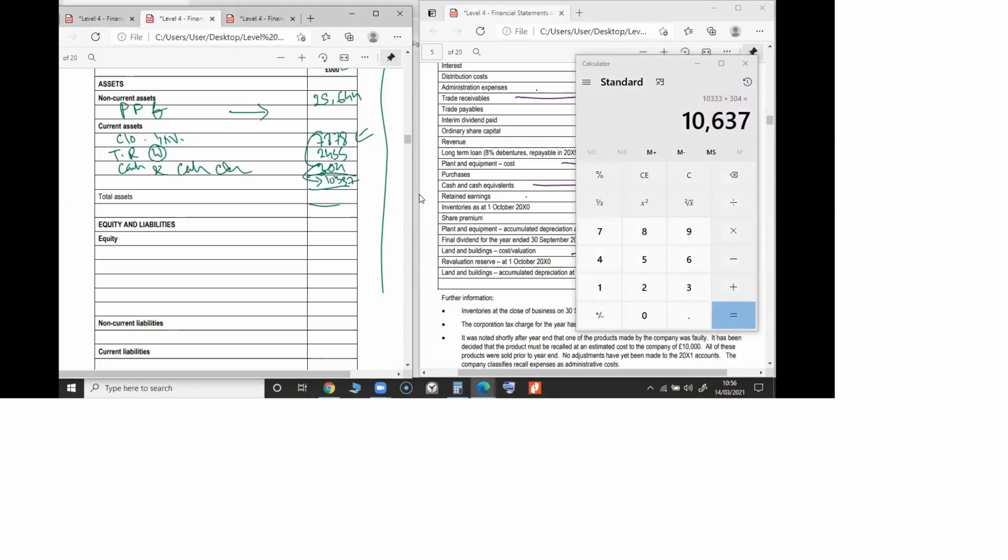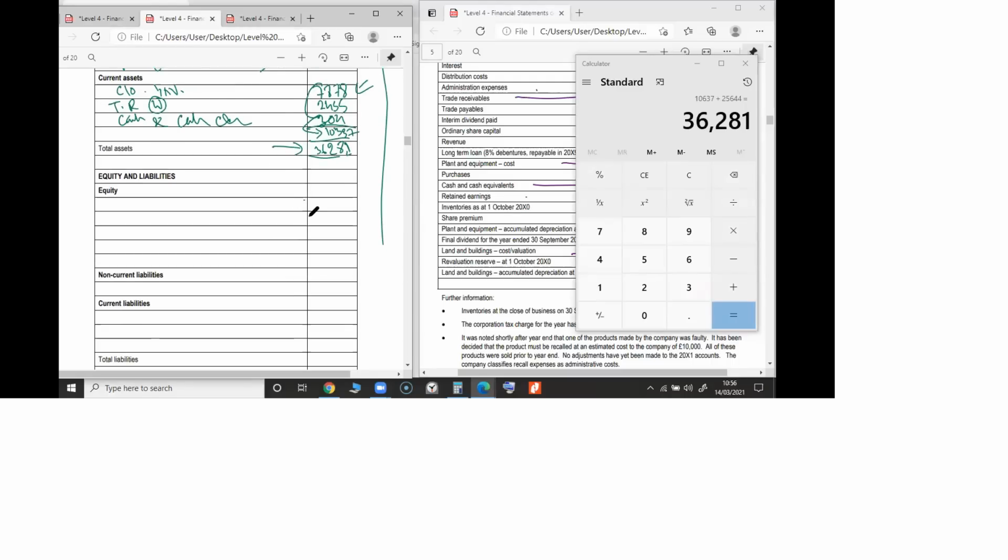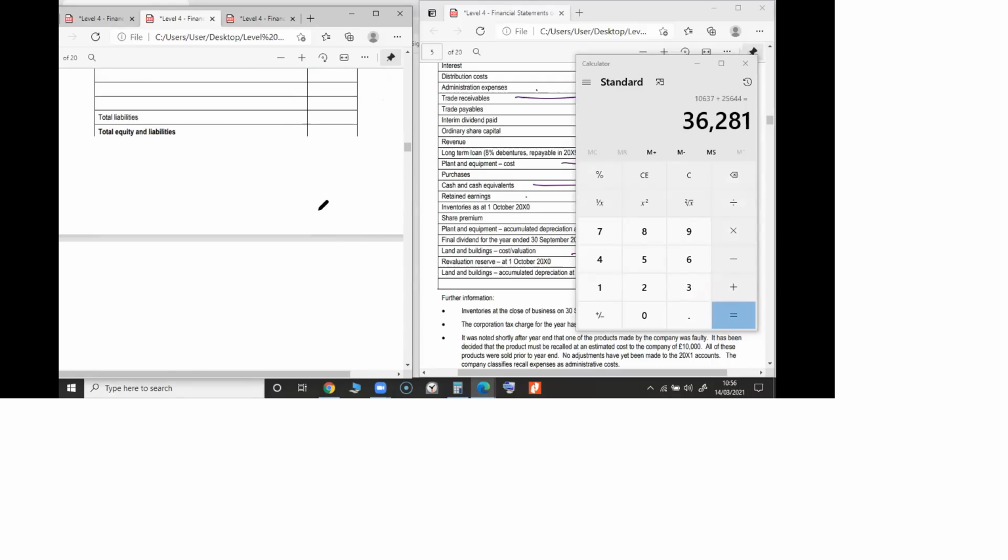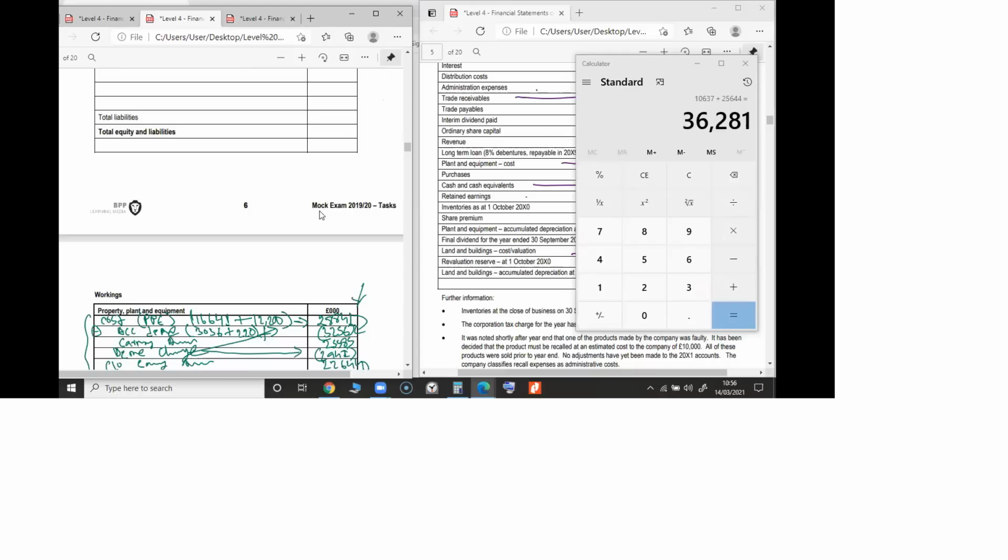10637. Okay, and what is the total asset, by the way? Current asset plus non-current asset, right? Should be added to the top one, 25,644. It's 36,281. Am I right? 36,281. Now, that's your total asset. This should equal your total equity and liability, here or there, wherever you do.